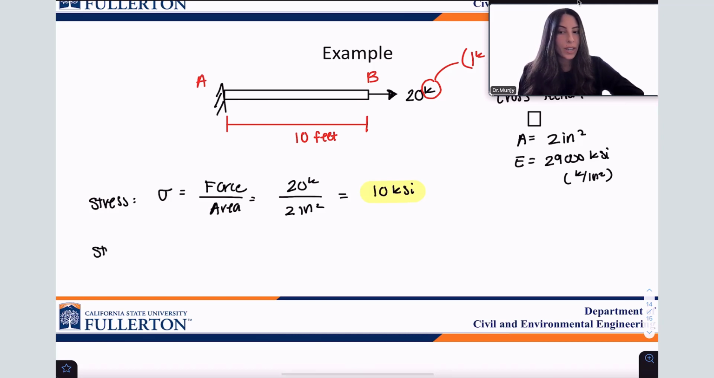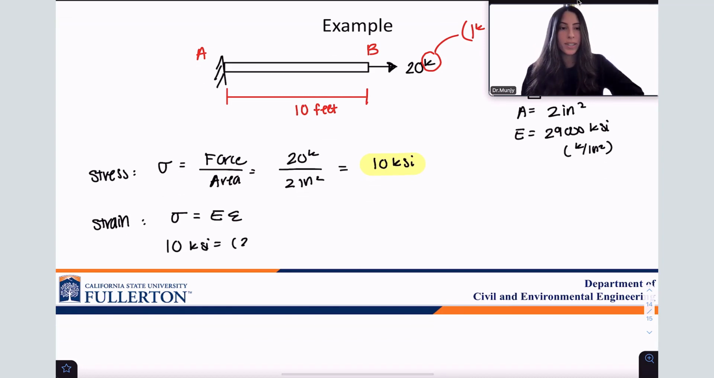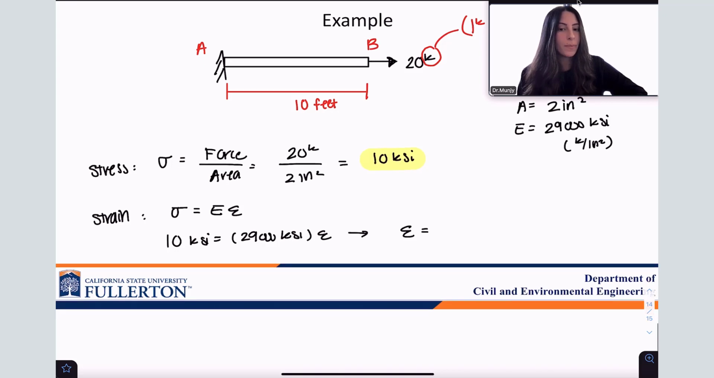Next, we're going to calculate the strain. So we know that strain, epsilon, is equal to delta L over L, but we don't really have delta L yet. So instead, we can use Hooke's law to find the strain, because we know that this is in the linear elastic range, because I told you that's part of the problem statement, right? So 10 KSI, which we just solved for, is equal to 29,000 KSI, the modulus of elasticity, times the strain.